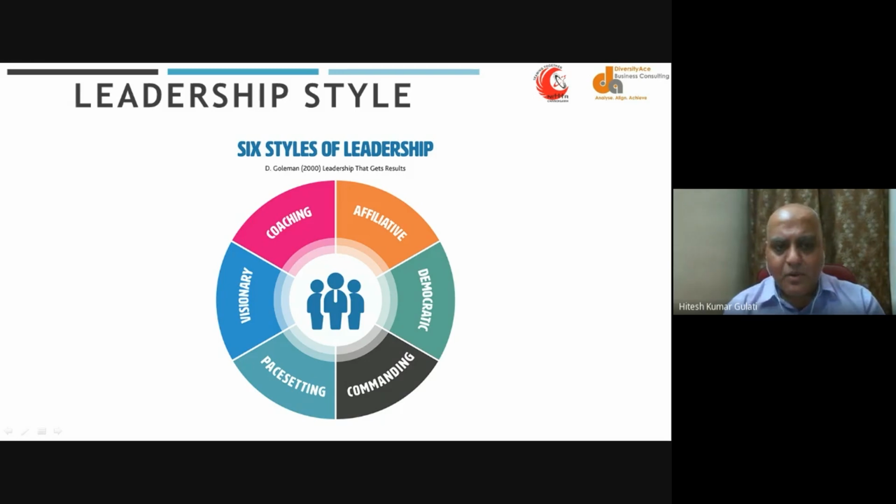So they are concerned about the targets and they generally set a pace for the team. They set an example and then they expect the team to be committed and competent to perform as per that particular target. So they basically build a high performance team, pace setting leaders. And last is the coaching leaders, who basically focus on building the competencies of their people working in that particular team, right? So these are six different leadership styles.